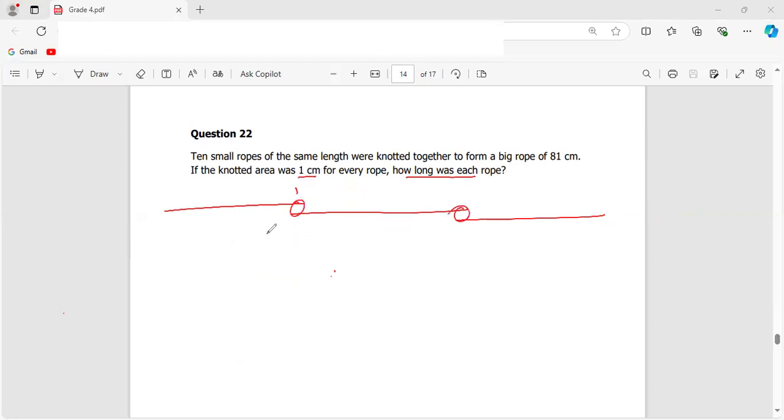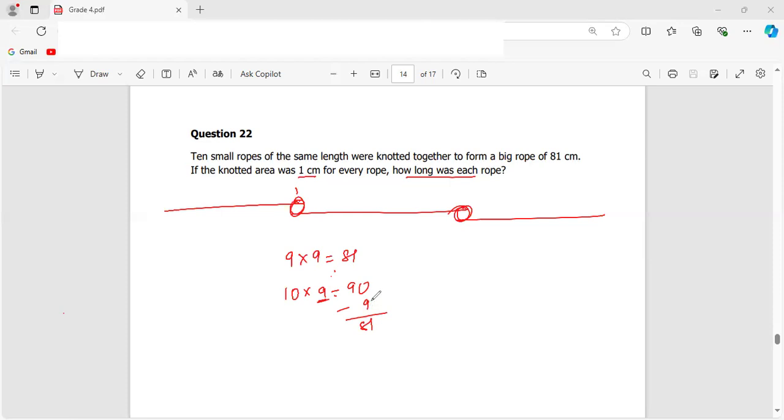How long will be each rope? So basically it'll be 9 into 9, which is 81, and there are 10 ropes and there'll be 9 overlaps. So you do 10 into 9, which is 90, and there's an overlap of 9. So each of the rope is 9 centimeter long.